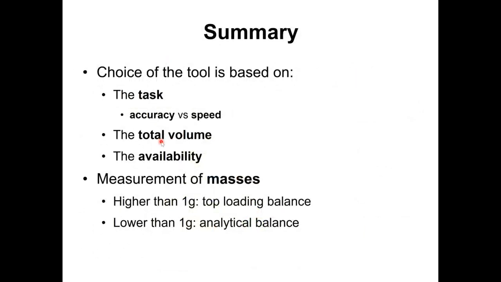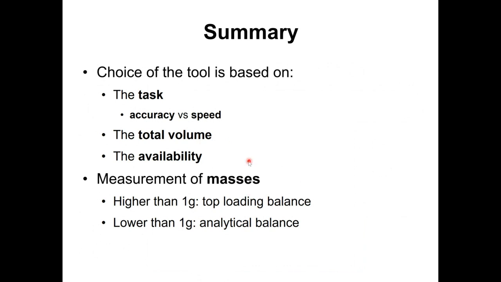Then the total volume. You always aim to choose a tool with a total volume identical or as close as possible to what you have to measure. And you want to reduce your measurement possibly to a single measurement. Sometimes you can't do that, but you want to reduce it to a single measurement. The reason being that every time you do a measurement, you introduce error, due to your tendency to introduce error when you read something. You read a meniscus, something, you introduce an error. And then the availability, obviously, you are limited to the tools available in the lab.